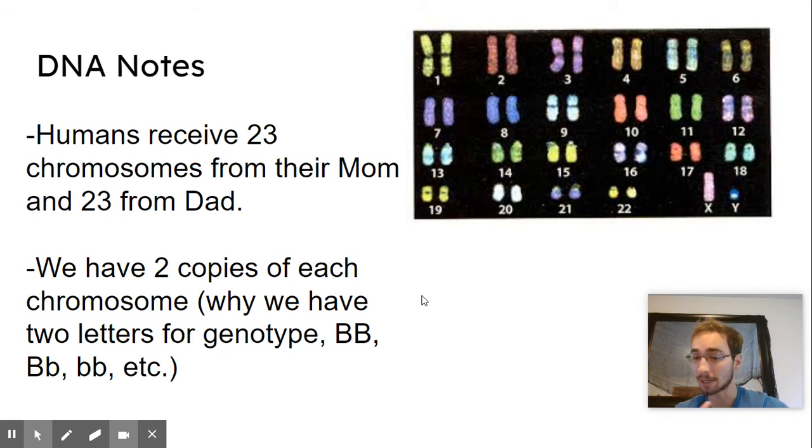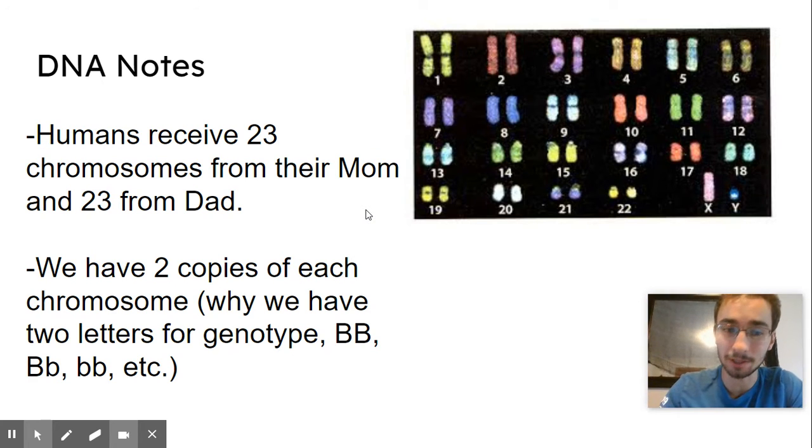And then here's some notes. So humans, we receive 23 chromosomes from our mom and 23 from our dad. We have 2 copies of each chromosome. So you get this chromosome from your dad, this from your mom, this chromosome from your dad, this from your mom. That's why you have 2 copies. Each parent gives you their own set, 23 from each.